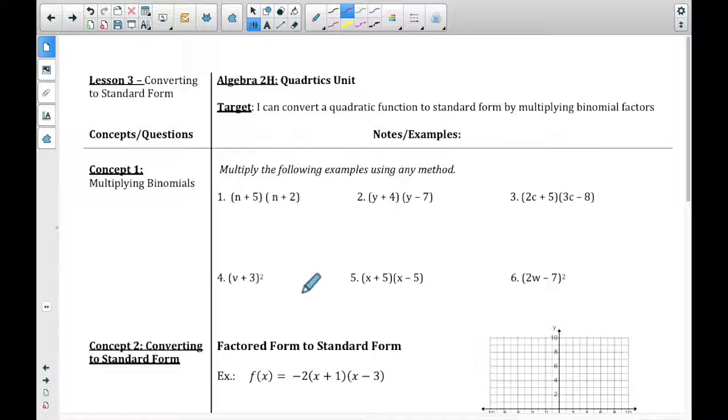This is going to be a quick video to review multiplying binomials. Now, this is something that you learned in Algebra 1, and some of you learned it using a method called FOIL. Some of you learned it using the boxes method. The boxes method is fine. I will say it's a little bit elementary.